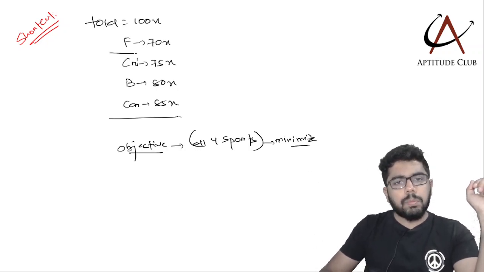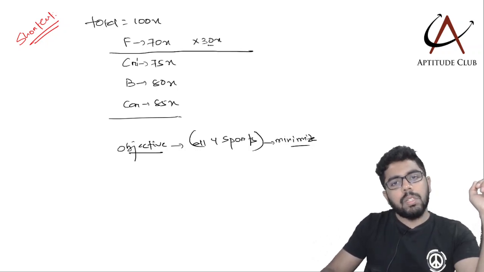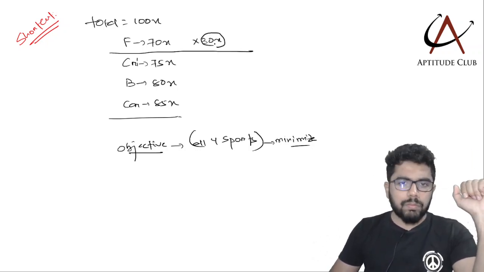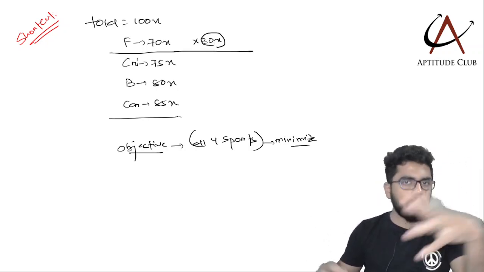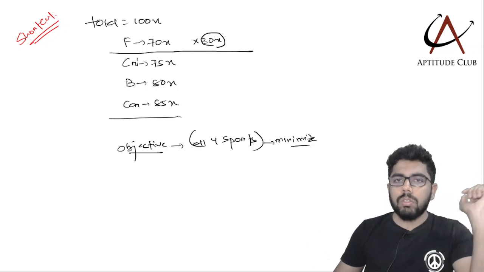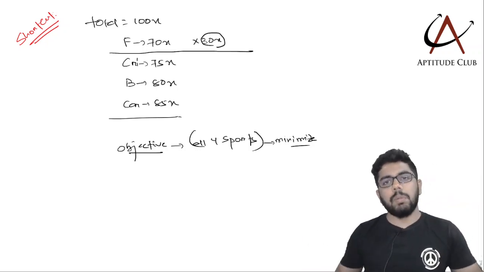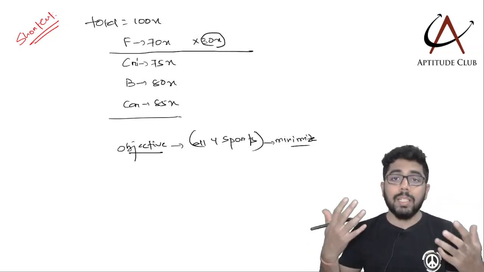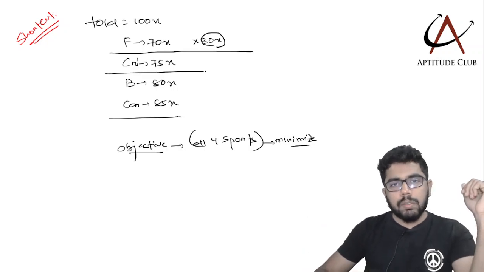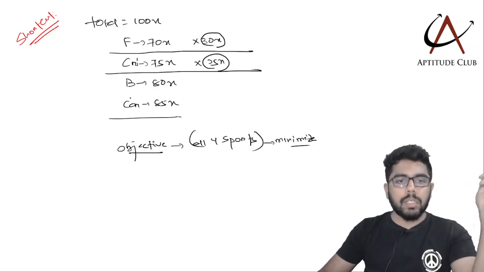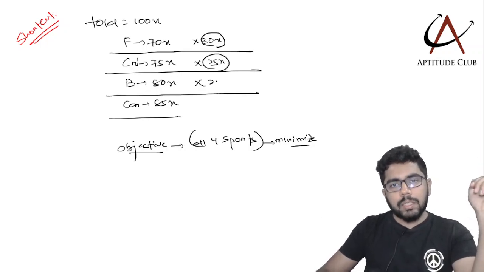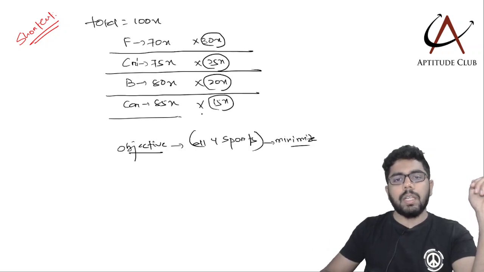Now if 70x people play football, I can say 30x people definitely don't play football. Now these 30x people who do not play football, can they play all four games? Definitely not. If they are not playing football, how can they play all four sports? So definitely one sport they are not playing, guaranteed. Similarly, if 75x people are playing cricket, that means 25x people are not playing cricket. Similarly, 20x people are not playing basketball, and 15x people are not playing carom.